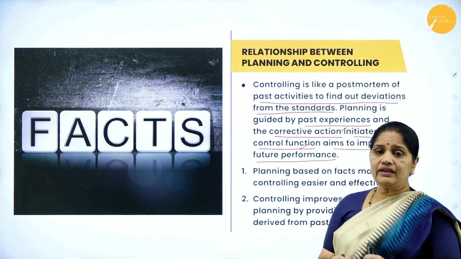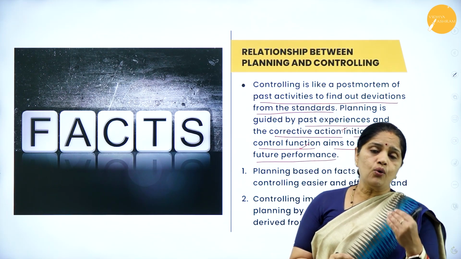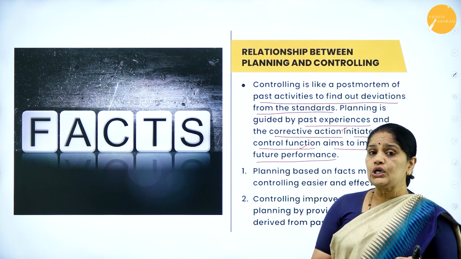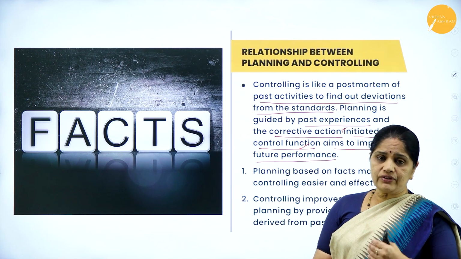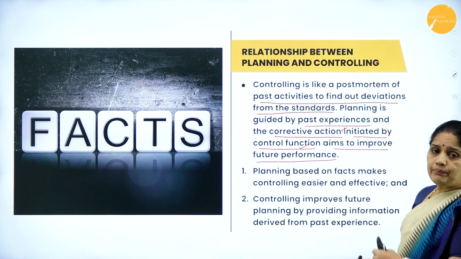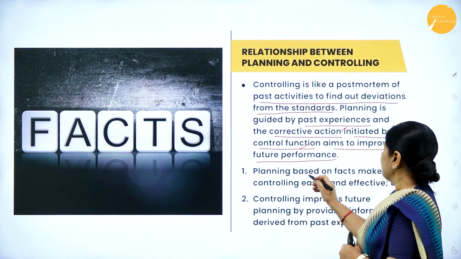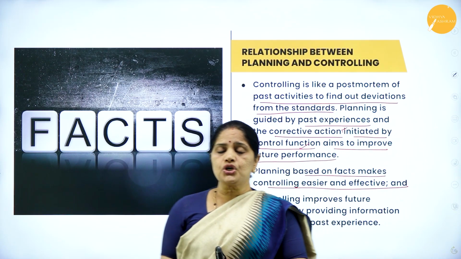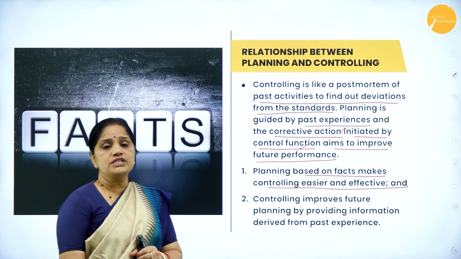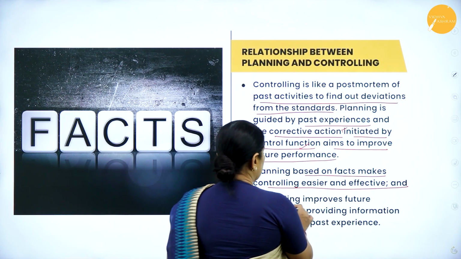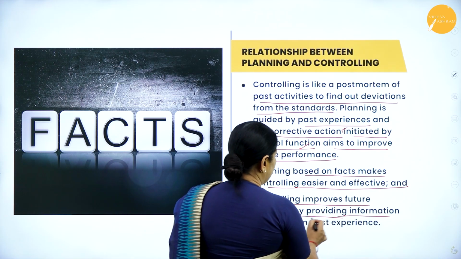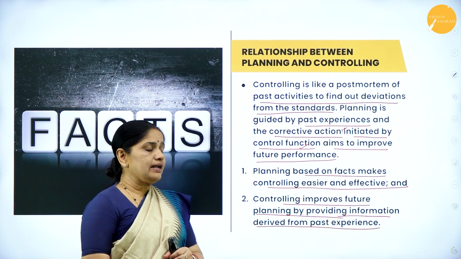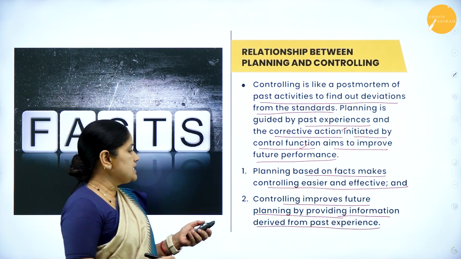So, whenever we are planning, we will be thinking about the previous plans, how we had formed them, and also what are the various ways in which the plans had to be controlled. So controlling will help us to make the future plans, and in this way it will help us to enhance the future performance. Planning based on facts makes controlling easier and effective. So whenever we are planning, it should always be based on facts. As a result, controlling becomes effective. Controlling improves the future planning by providing information derived from past experience.